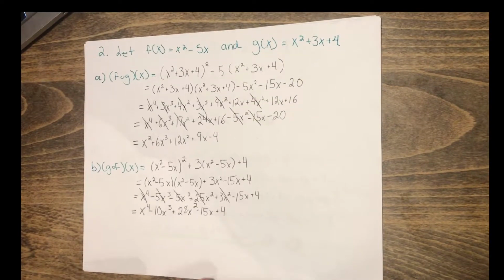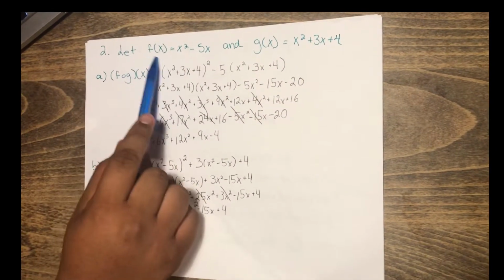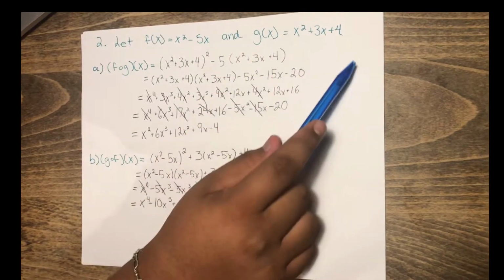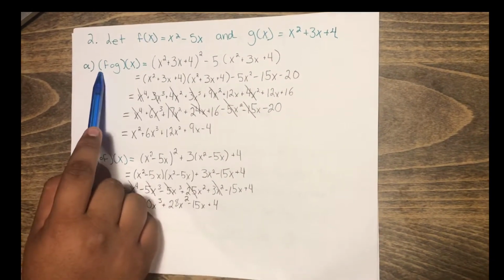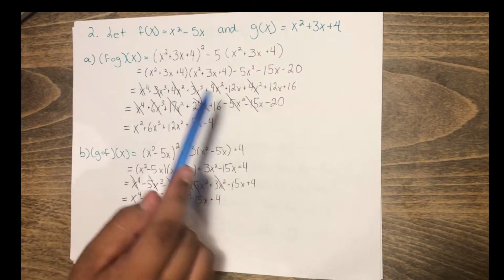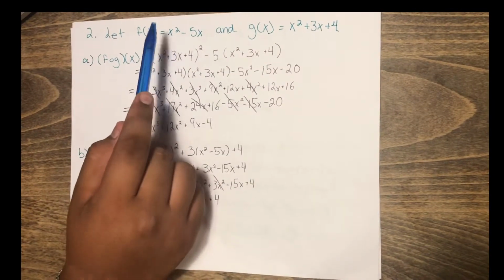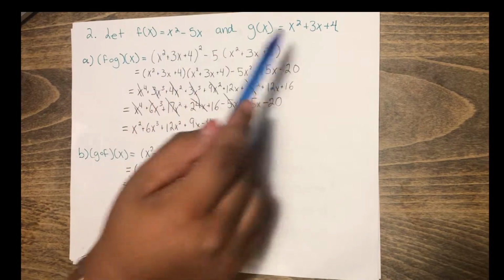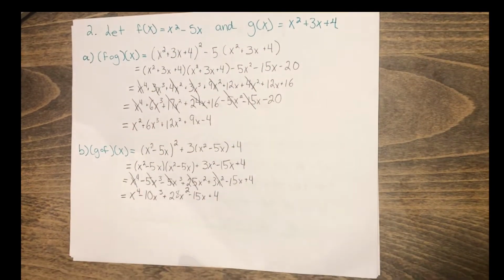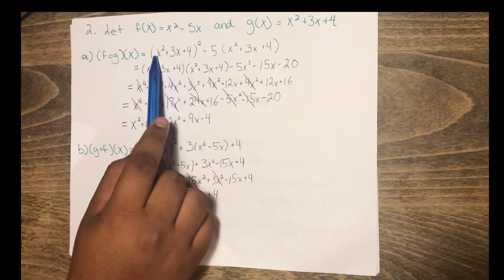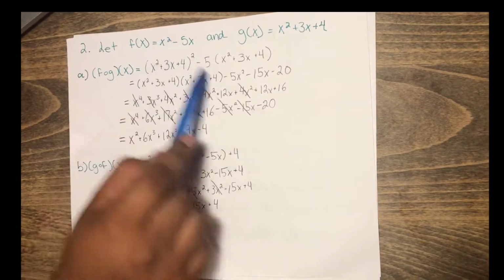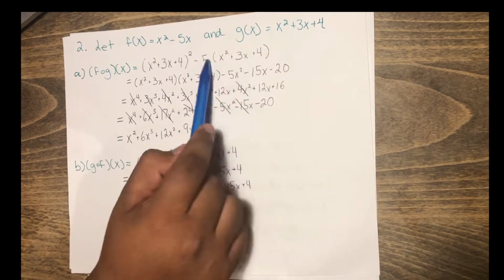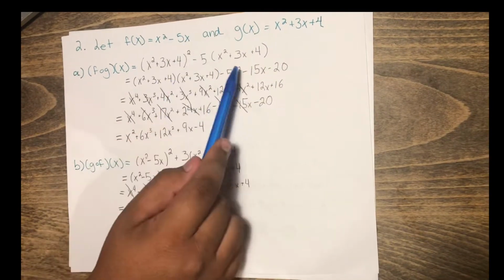For problem number 2, we're going to use the f(x) function equals x squared minus 5x and the g(x) function x squared plus 3x plus 4. Part a is f of g of x, so we're going to plug in the g(x) function for every x in the f(x) function. Now we're plugging in the first (x squared plus 3x plus 4) squared, because over there it is squared. Now it's minus 5, parentheses, x squared plus 3x plus 4.